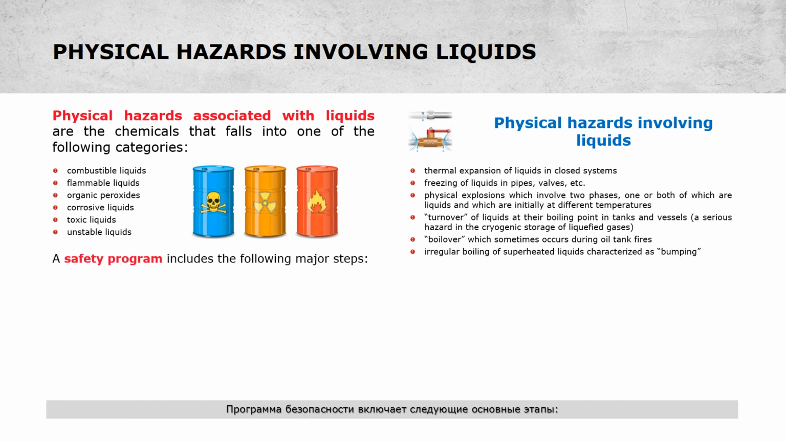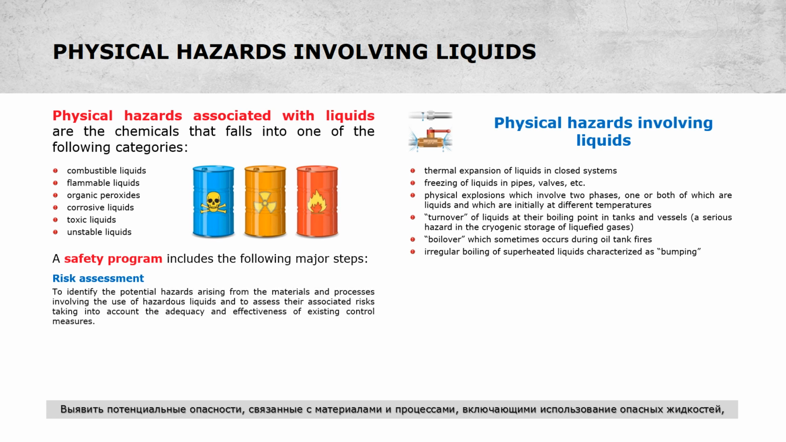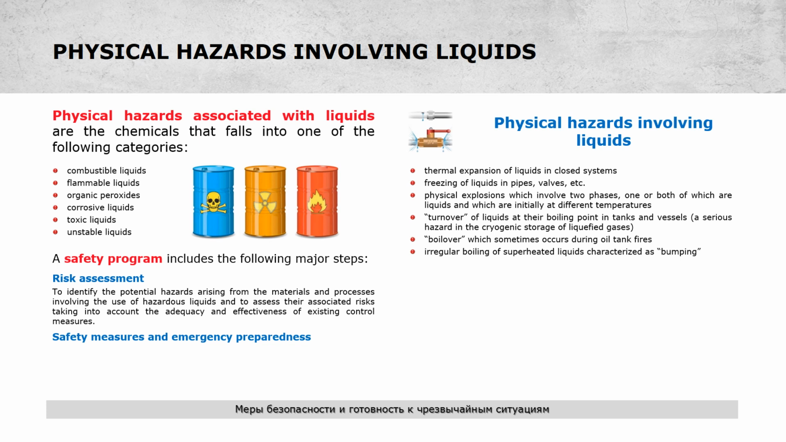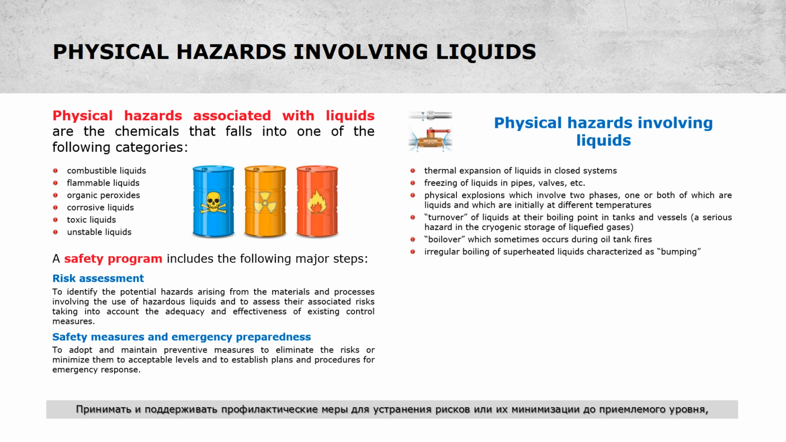A safety program includes the following major steps. Risk assessment. To identify the potential hazards arising from the materials and processes involving the use of hazardous liquids and to assess their associated risks, taking into account the adequacy and effectiveness of existing control measures. Safety measures and emergency preparedness. To adopt and maintain preventive measures to eliminate the risks or minimize them to acceptable levels and to establish plans and procedures for emergency response.